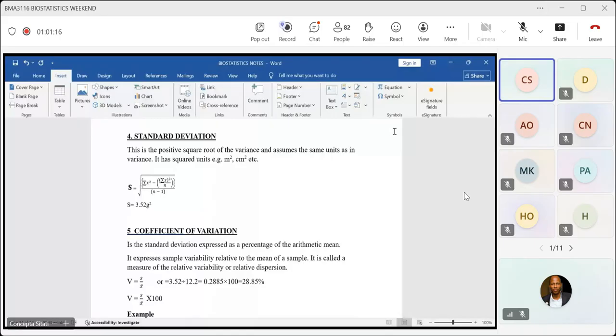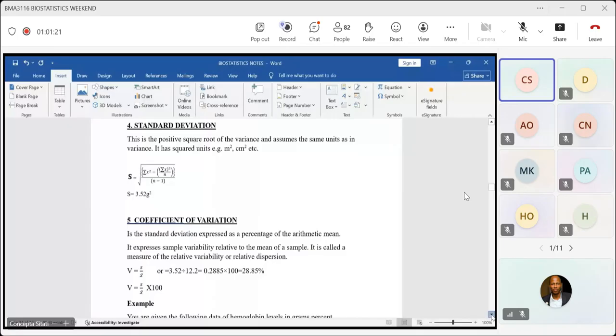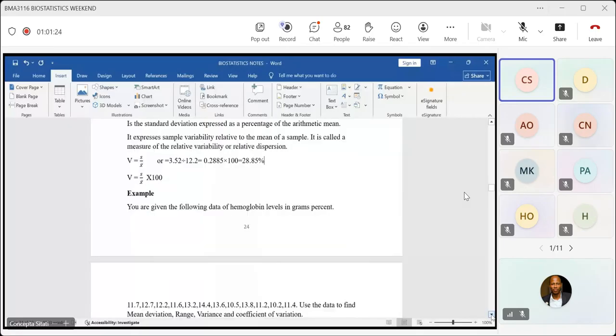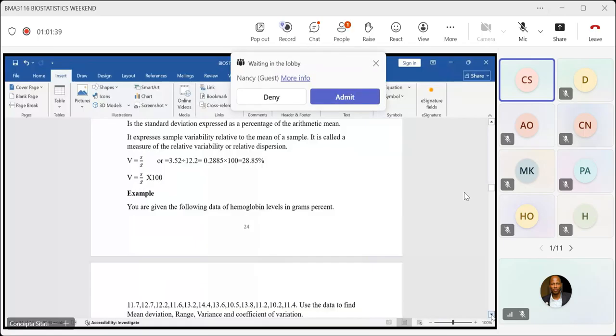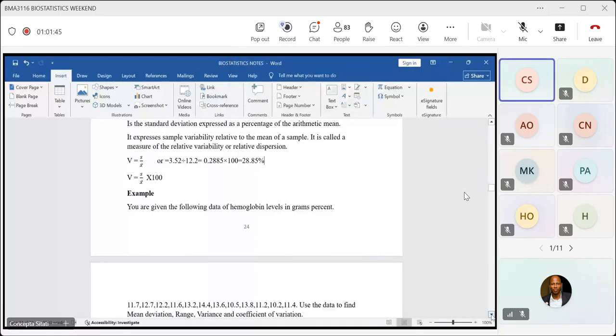Good. Now an example for us to work out. You're provided with the given data of hemoglobin levels in grams percent. Use the data to find mean deviation, range, variance, and coefficient of variation. Can we see the data? Are you able to see it, or shall I read it aloud? Scroll up a little bit. Okay, I scroll up a little bit.